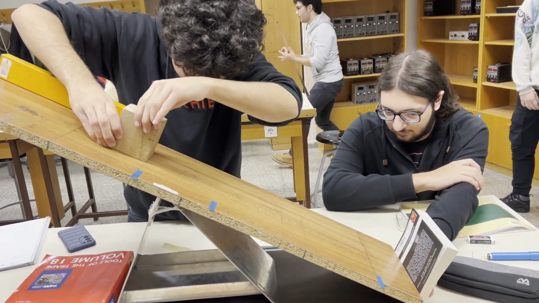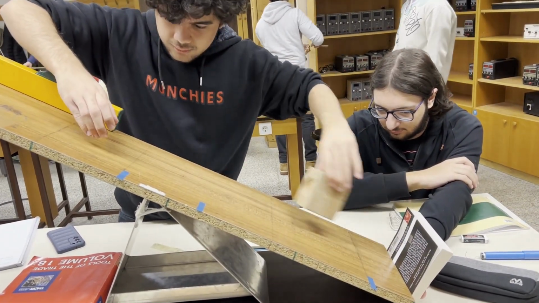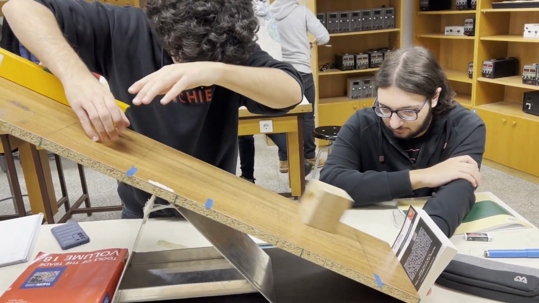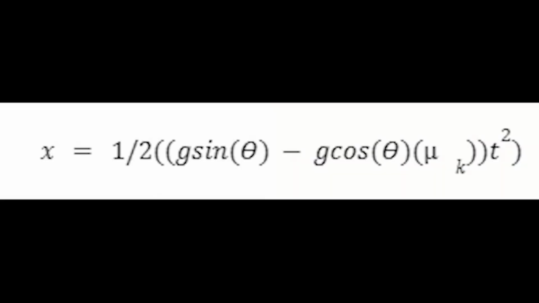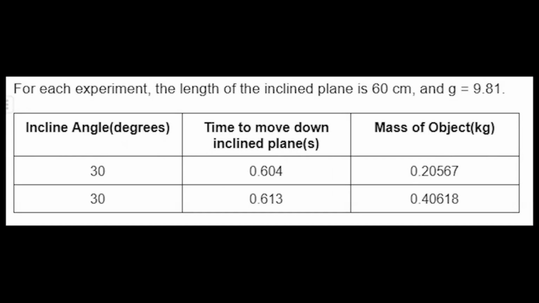We know the angle of the plane, the time it takes for the mass to travel to the bottom, and the distance the block travels. So, we can calculate the kinetic friction coefficient using the formula detailed in the theory sections. We repeat this process 10 times to lower the margin of error. These are the results from the first part of the experiment.